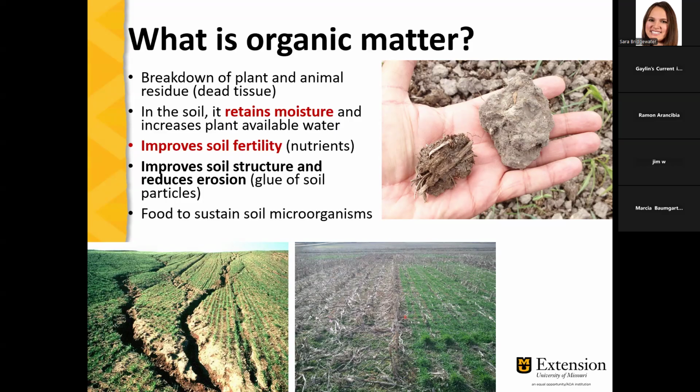Another main thing about organic matter is that it improves soil structure and reduces erosion. You see that picture below, what a heavy rain can do in a field that doesn't have much organic matter, in comparison to the other field where there is quite a bit of organic matter because it is a no-till field. When you don't till the soil, the residue of the plants that you have there can increase the amount of organic matter. And the organic matter acts as a glue for the soil particles.